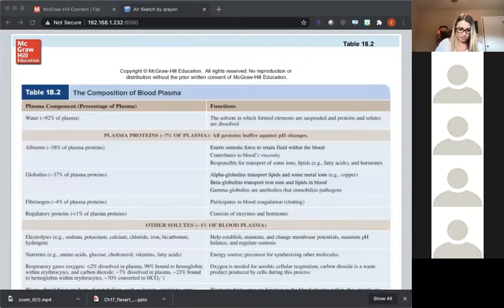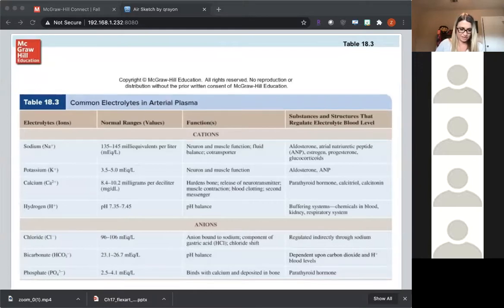Okay, let's go. That just summarizes things that are in there. You don't need to worry about this, maybe just for reference, but I'm not going to test you on these values here.